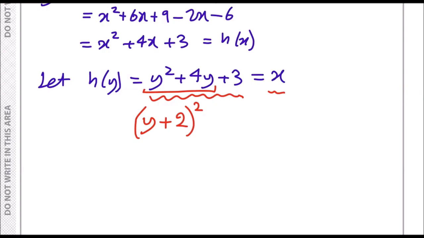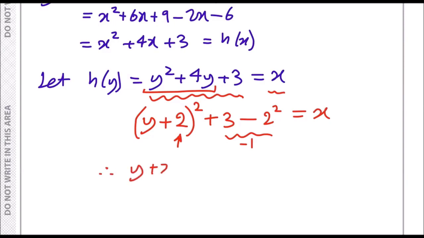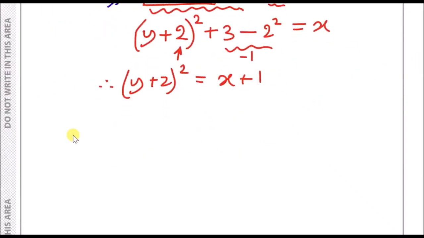And then next we copy out the plus 3, but this time we're going to subtract it by the thing we halve, so 2 squared. And all of this equals x. Tidying up this bit, 3 take away 2 squared is minus 1. So I'm going to go ahead and plus this to the other side, yeah? So we now got y plus 2 all squared equals x, and we're going to add 1 across, so plus 1.